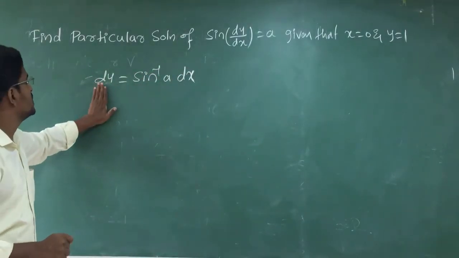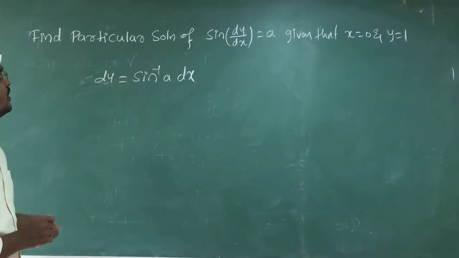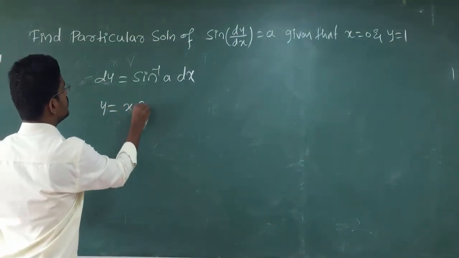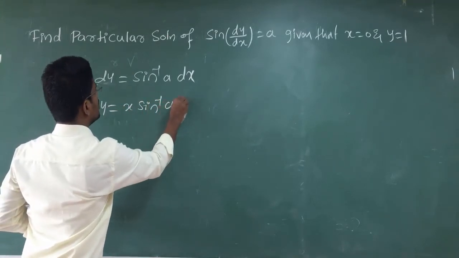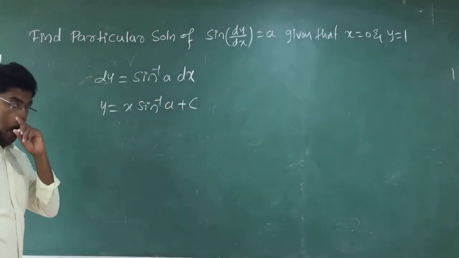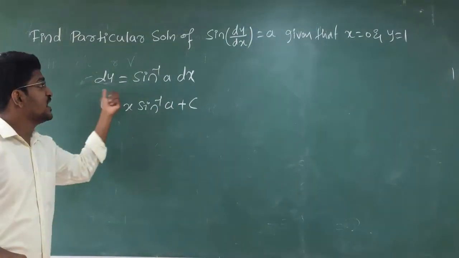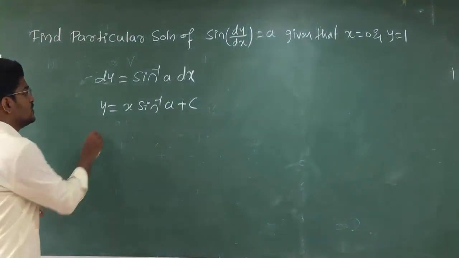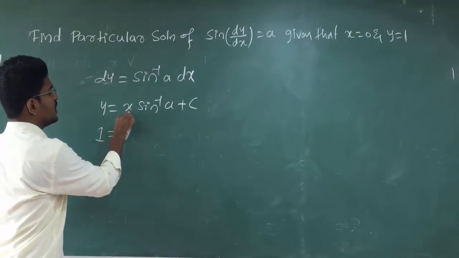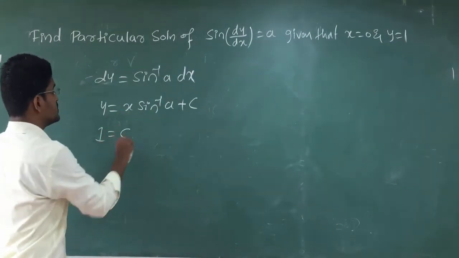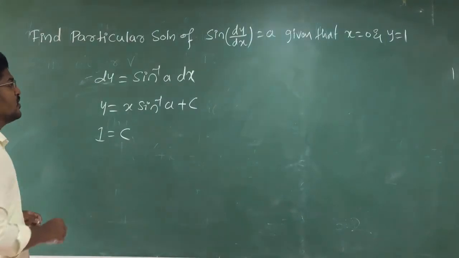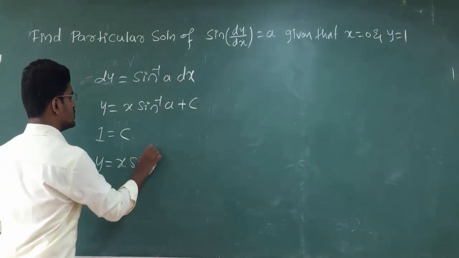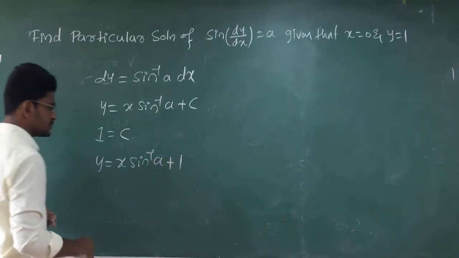So I will take this from that particular equation and integrate on both sides. That will be y equal to x into sin inverse of a plus c. Clear? So this will be the integration on both sides. Now what is the x value? 0. What is the y value? 1. So if I put 1 here and 0 here, 0 into this term is 0, so c will be equal to 1. Now you are going to get y equal to x into sin inverse of a plus 1.